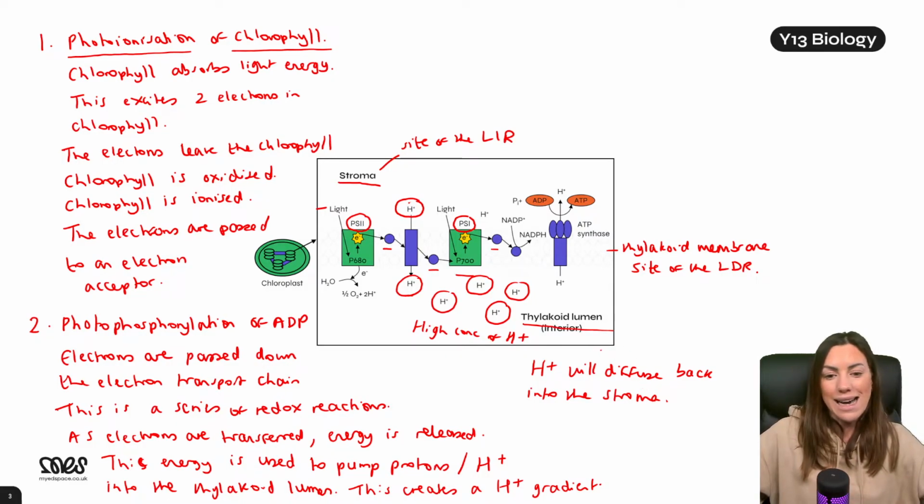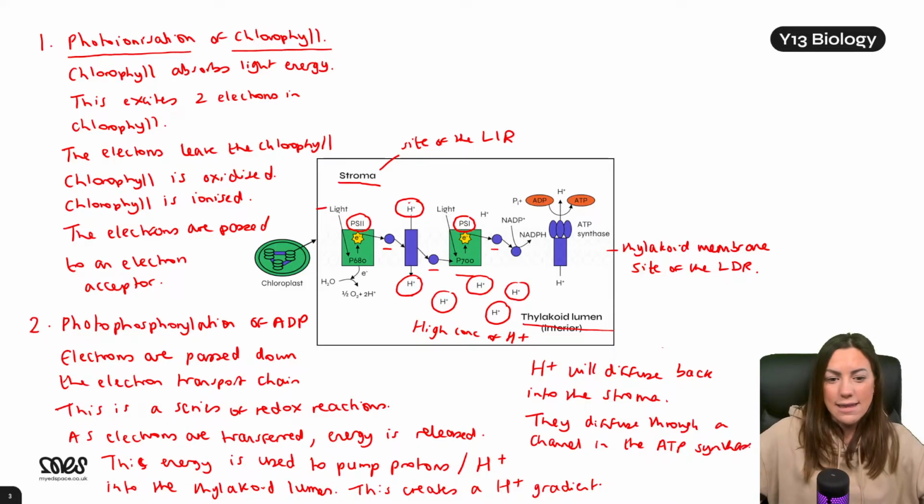So because we've got a high concentration in the lumen, they're naturally and passively going to diffuse back into the stroma. But this is the important bit. They diffuse through a channel in the ATP synthase enzyme.